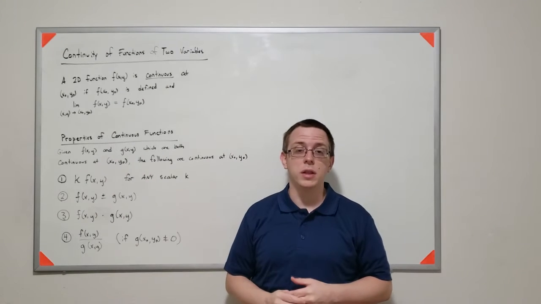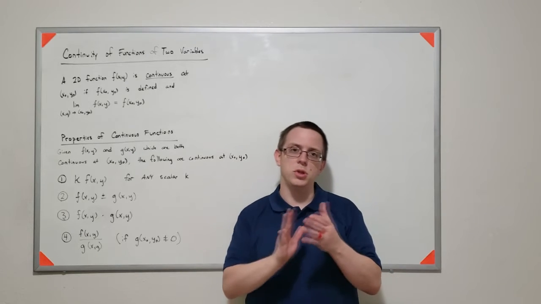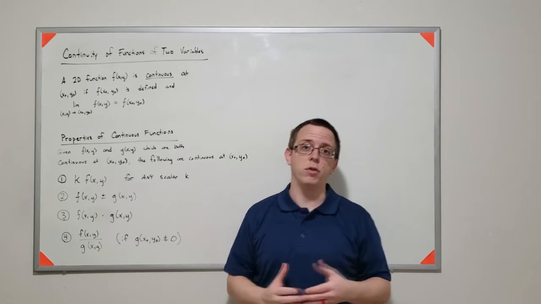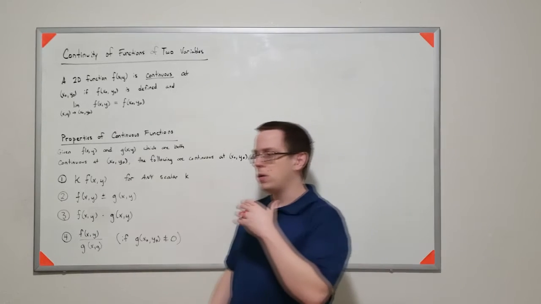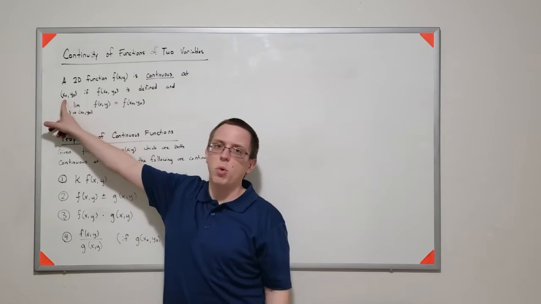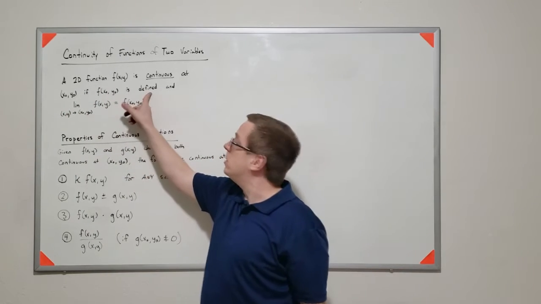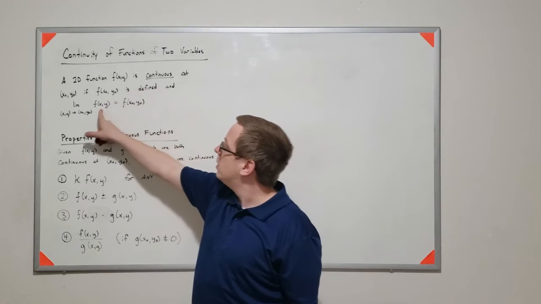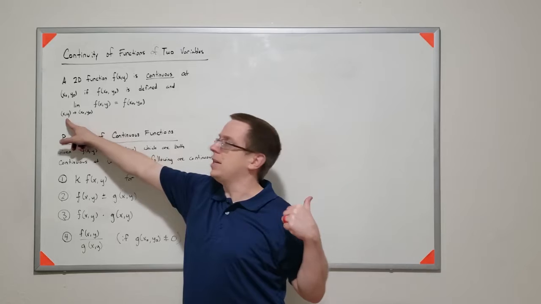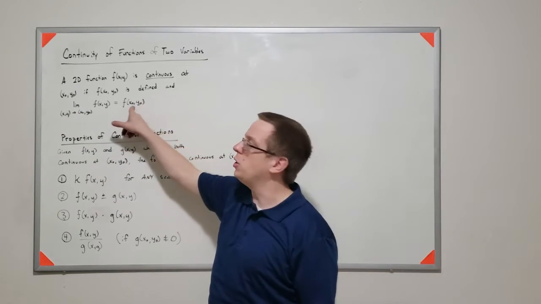Now that we've discussed limits for functions of multiple variables, it makes sense to discuss continuity using the definitions that we have for limits. So when we think about a function of multiple variables, we say that it's continuous at some point x0, y0 if the function at that point is defined and the limit of the function as the inputs go to that point is equal to the value when you plug in directly.